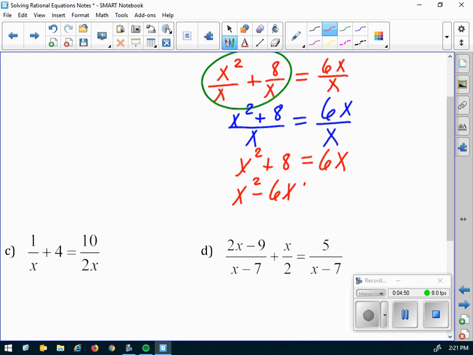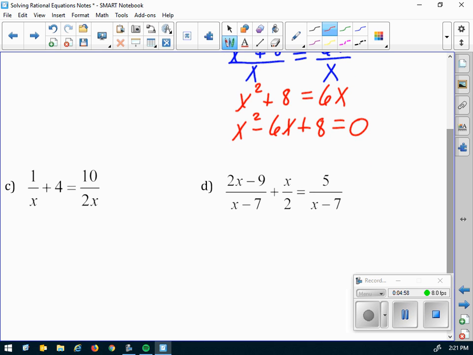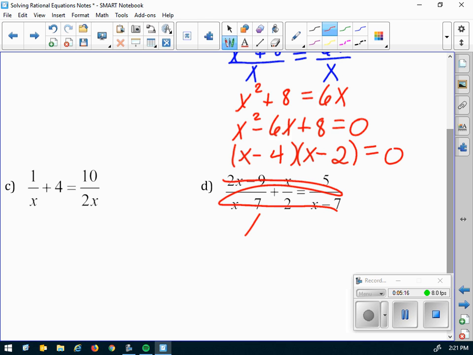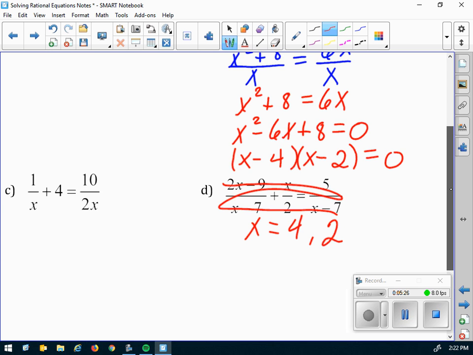Honey, I don't have a minus 5x. Forget this right now. So what's x equal to? X is equal to 4 or 2? Well, we got to check. Austin says they both work.